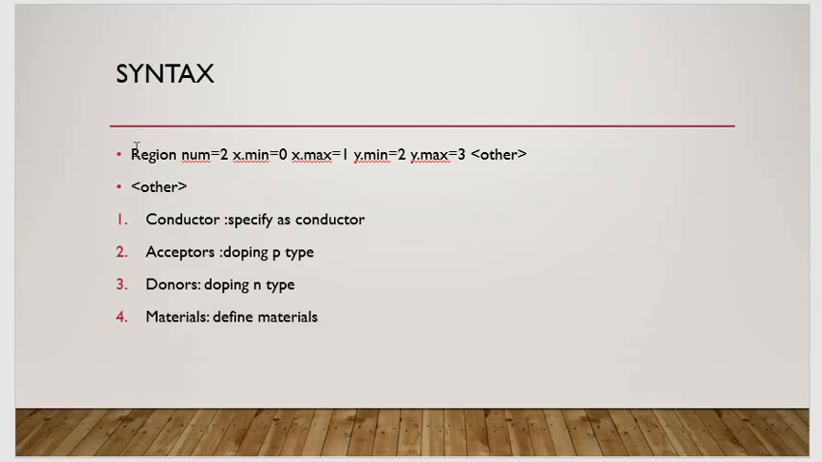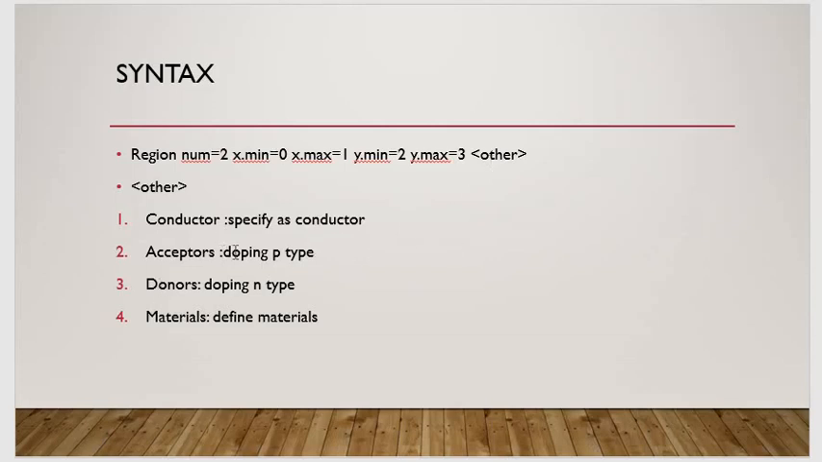Sometimes ITO is taken as a conductor at the top in solar cell simulations. So you can just write conductor in the region statement, and define material equal to ITO and conductor here, and it becomes like a boolean expression. If you write conductor, it will turn on or true. If you don't write it, it will remain false. One more thing: sometimes you have to write a bigger doping statement. To avoid that, if you are doing uniform doping, you can just write acceptors and its concentration, like acceptors 1e19 or 1e20.